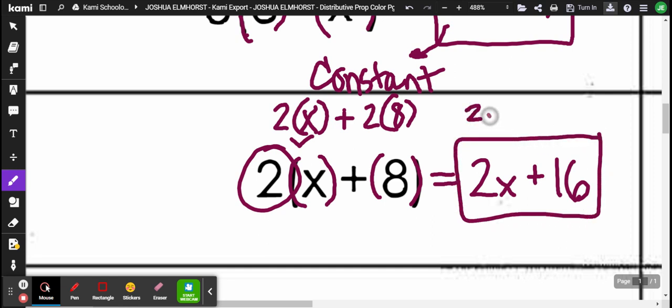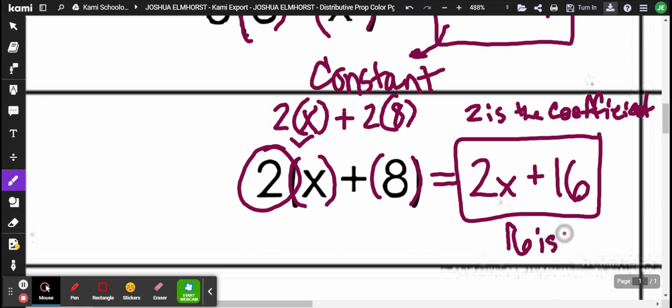So 2 is the coefficient, and 16 is the constant in this expression.